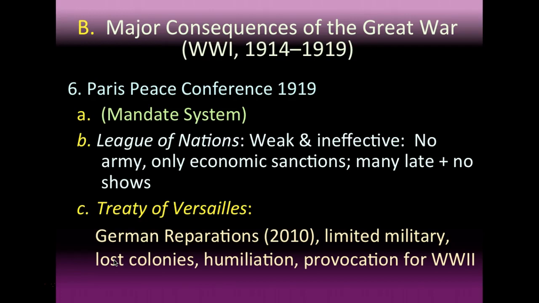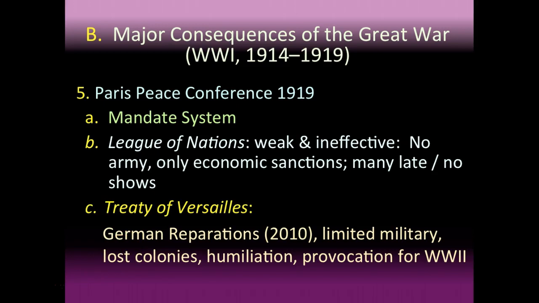Additionally, the Treaty of Versailles said that Germany had to have a very limited military. They lost all of their colonies in Africa and in Asia. There was great humiliation, and all of those things combined, especially the humiliation, I think was a really big provocation for World War II. There were people who came into power in Germany who said, "We are not to blame, we are not paying these reparations, in fact we are going to go to war and take back what's ours." And namely, one of the head people who said that was Hitler.